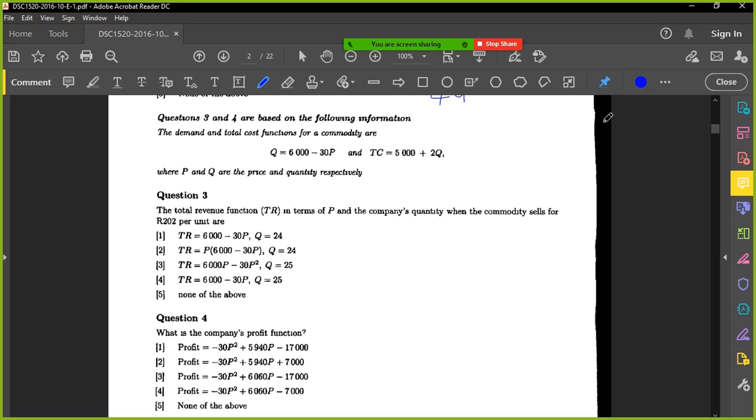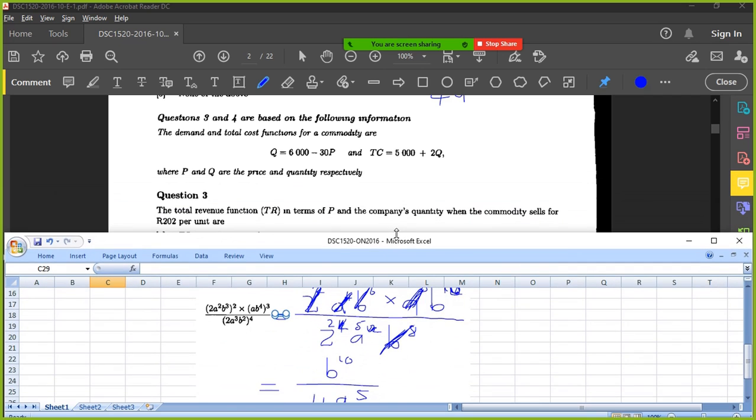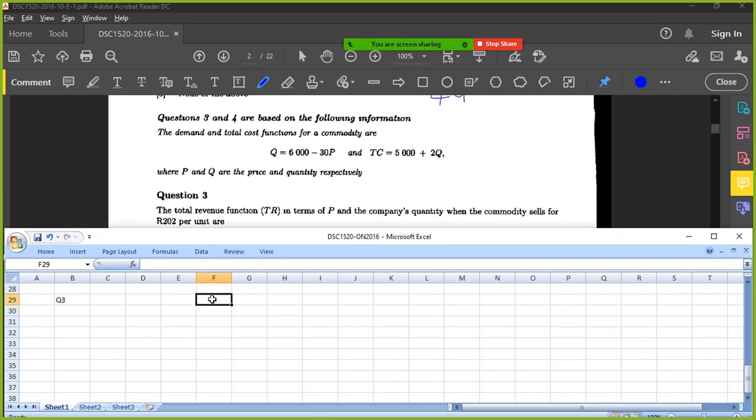Okay, so total revenue is what you're looking at here. If I go to the working, step number one would be to remember that total revenue is price times quantity. Then you've got to relate what they want here in the question: the total revenue function in terms of P and the company's quantity when the commodity sells for that price. So they want you to give the total revenue function.